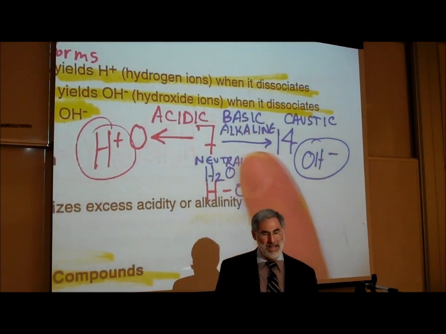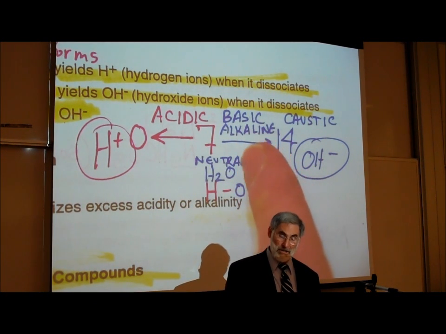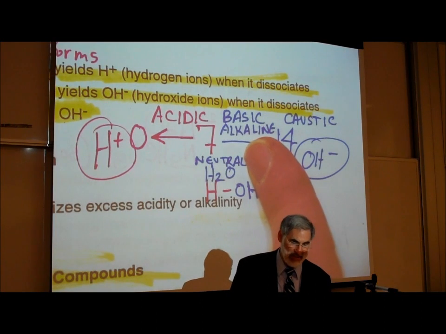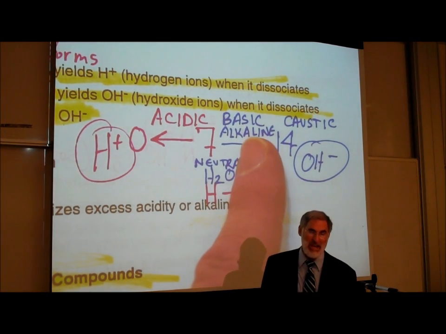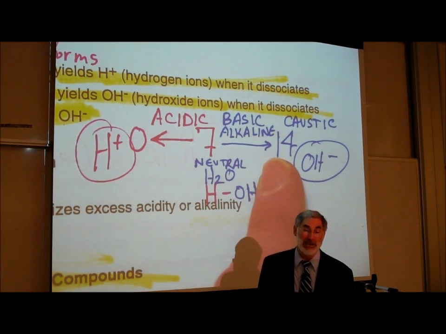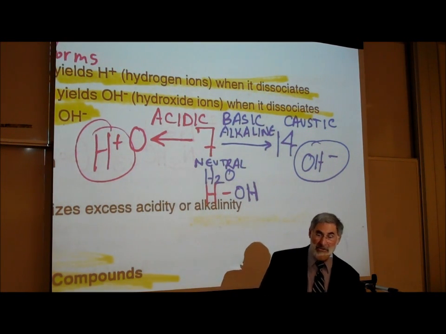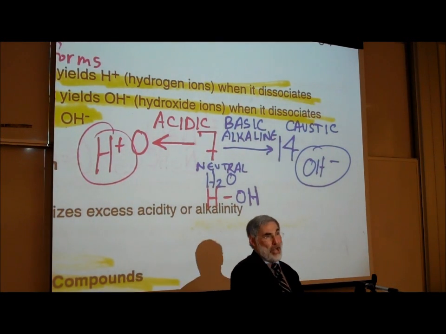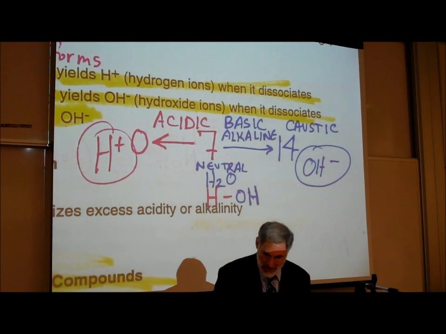In the opposite direction, any solution with more hydroxide ions than hydrogen ions would be said to be basic. So a solution with a pH of 10 would have more hydroxides than hydrogen. If it's a pH of 13, it's got even more hydroxide ions. And if it's a pH of 14, it's essentially all hydroxide ions. So that's how this pH scale goes.